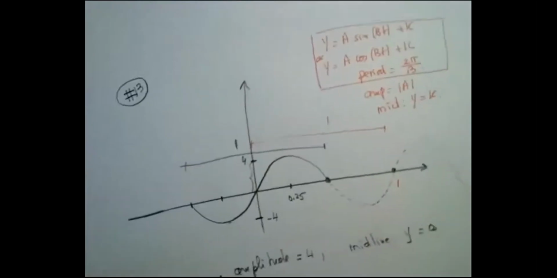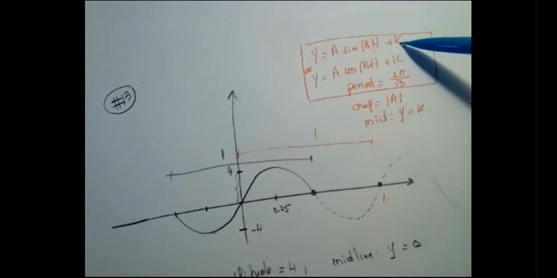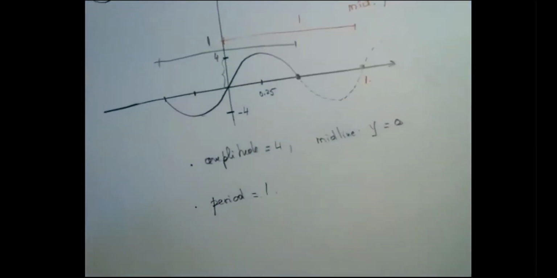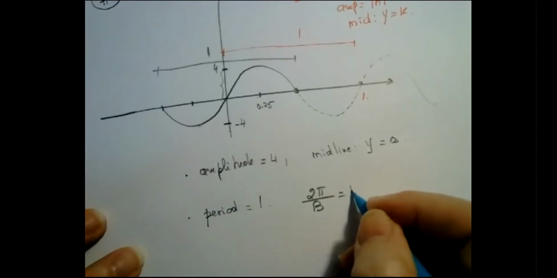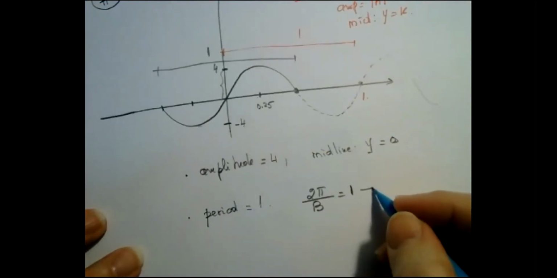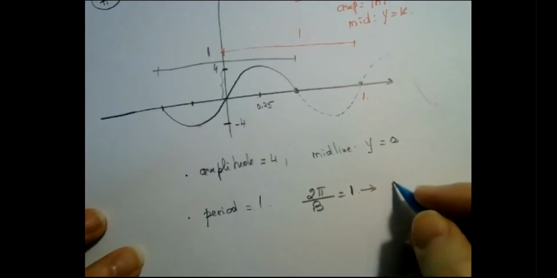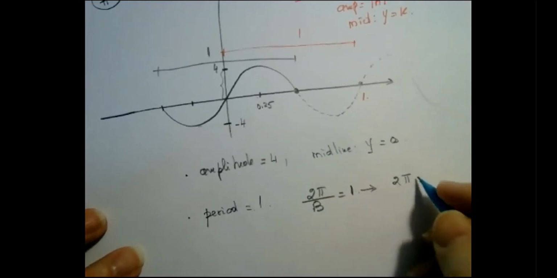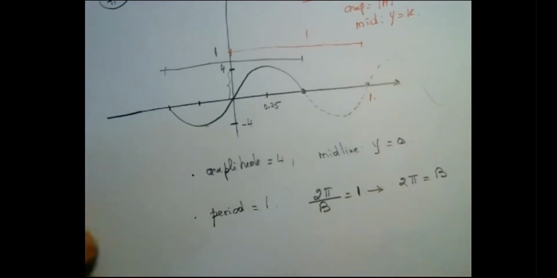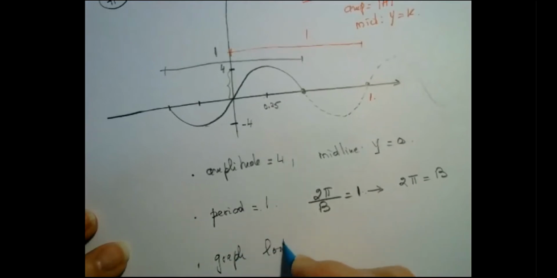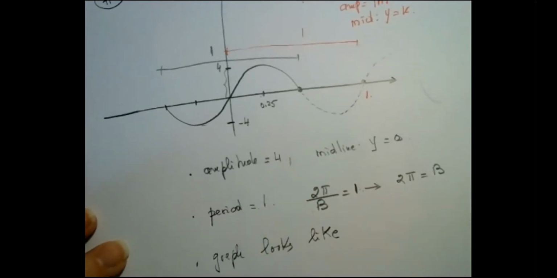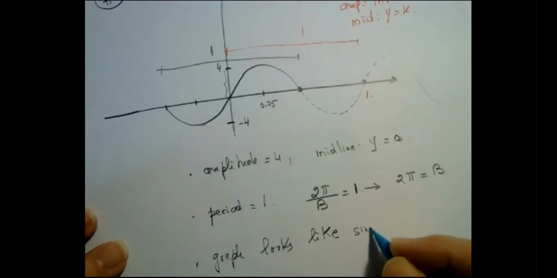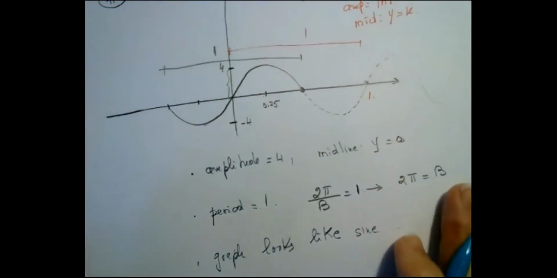Okay. So we basically find the amplitude, we find the midline, and now we want to find the b. How to find the b? 2 pi over b is the period. So if, like we did last time, you multiply by b across, you get b is equal to 2 pi. And finally, the graph looks like, okay, looks like what? Looks like sine, cosine, minus sine, looks like sine. Very good.